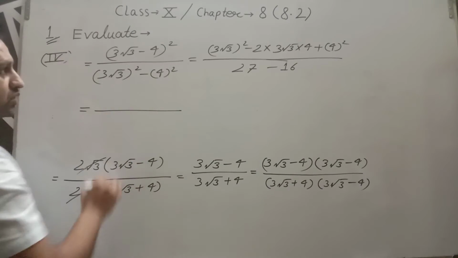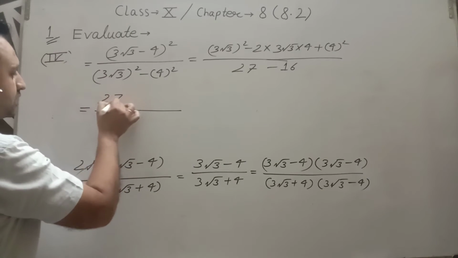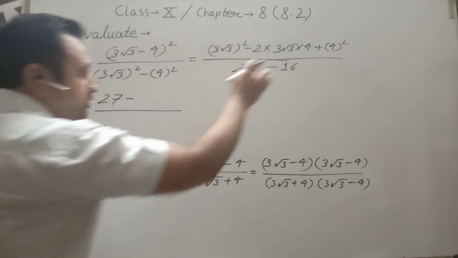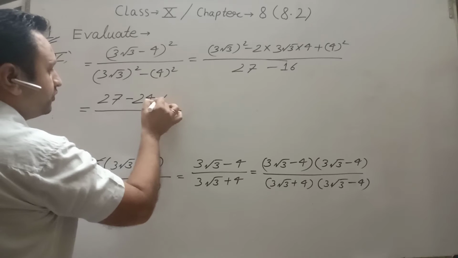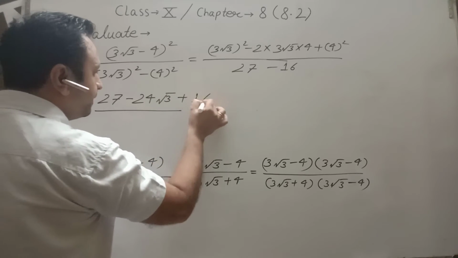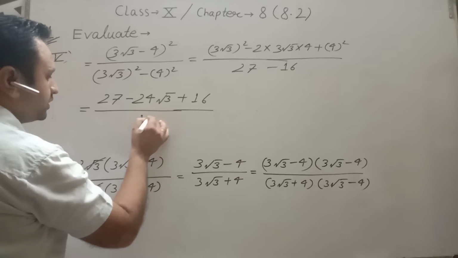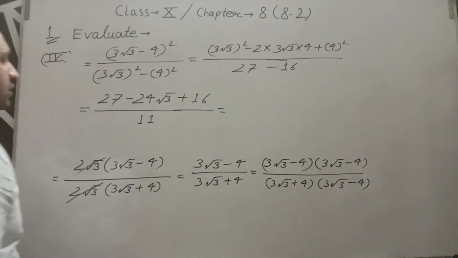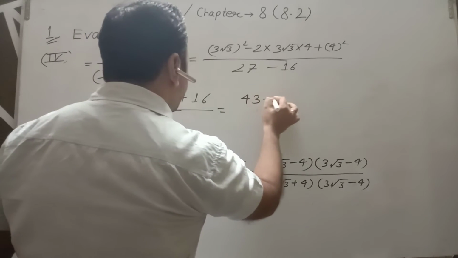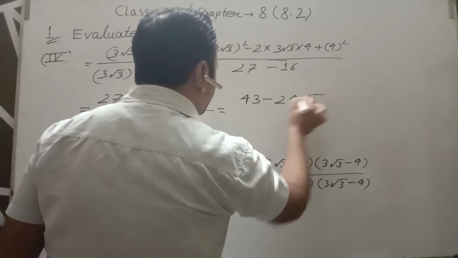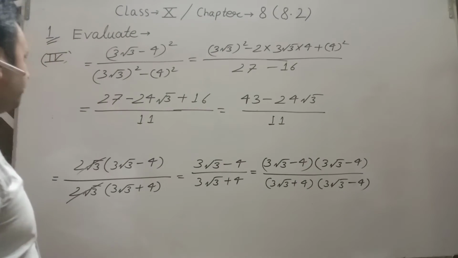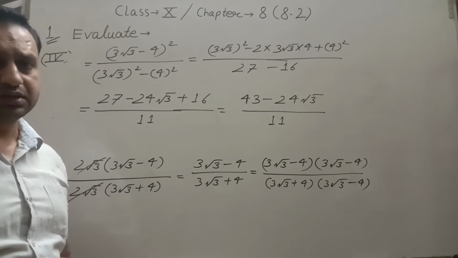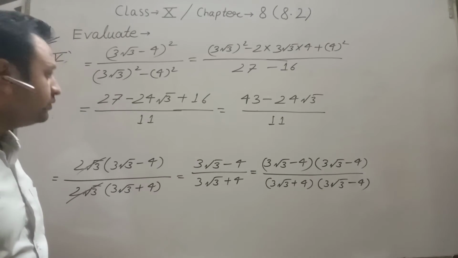Now simplify. Square of 3 under root 3 is obviously 27, minus, there multiply 2, 3 are 6, 6 4s are 24, 24 under root 3 plus 16, and in the denominator there is the value 11. 27 plus 16 is obviously 43 minus 24 under root 3, and in the denominator there is 11. So it is the solution of the fourth part. I hope the part is clear. Just note down.